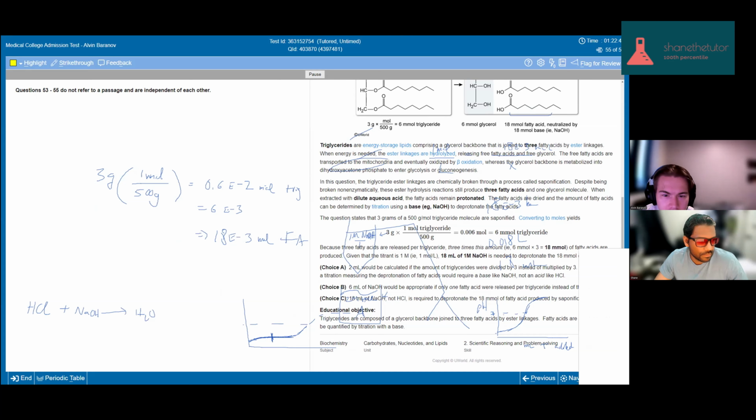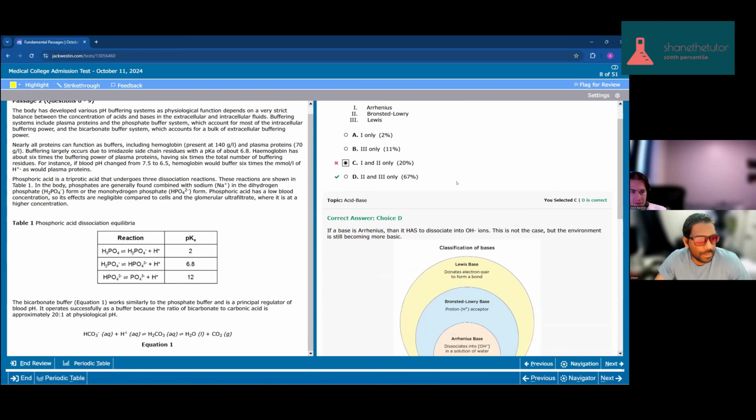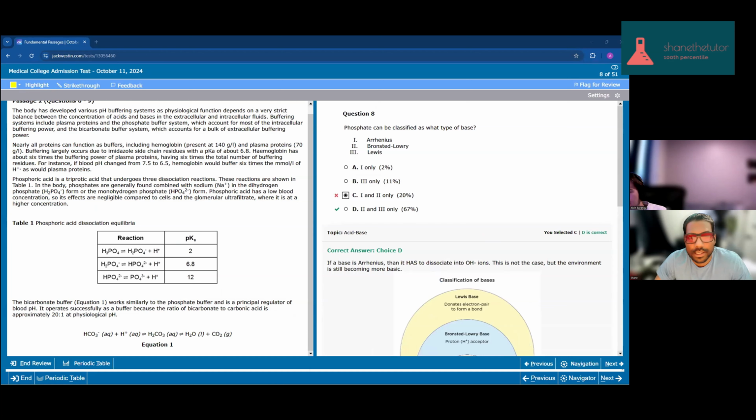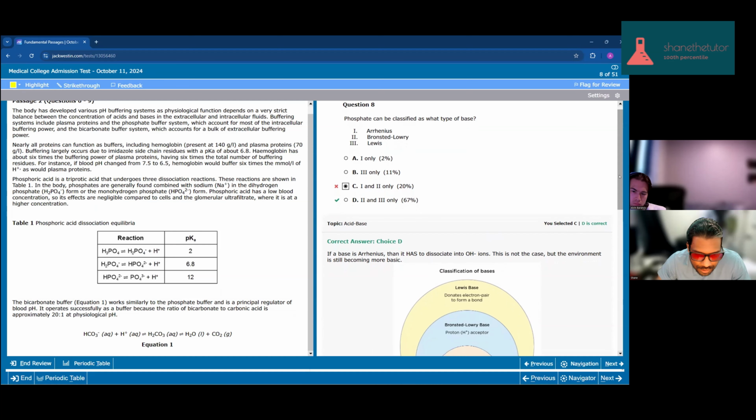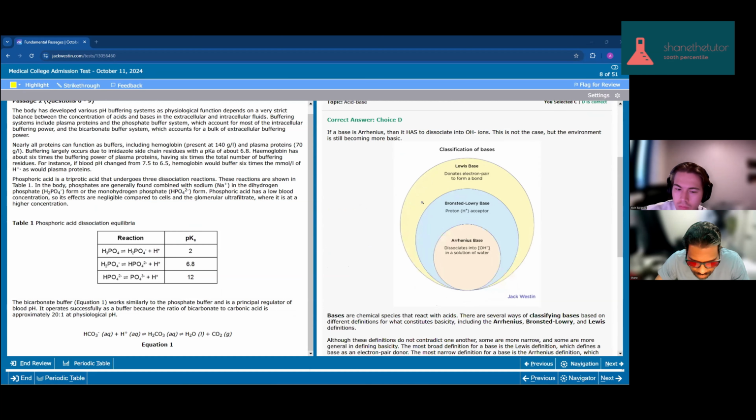Okay, then, also in regards to what you told me before, why is the answer not all of them then? Let me see. Look at this. Phosphate can be classified as what type of base? Arrhenius base, Bronsted-Lowry base, Lewis base. What do they say down here? Because they drew it the same way.